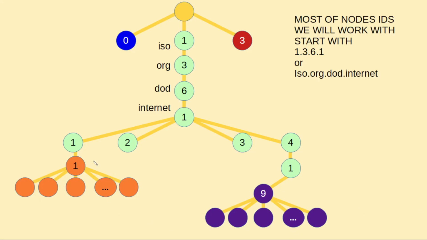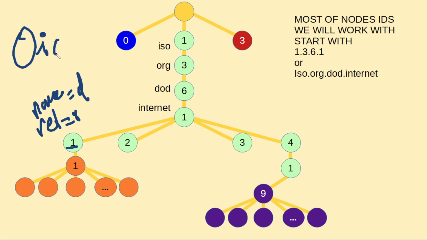Every single node within the tree will get assigned a relative number and a name. So let's say that this particular node gets assigned the relative number of 1 and the name is directory. Every single node within the tree will also be uniquely identified by an object ID. In order to build the object ID, we need to enlist what are the nodes that we need to traverse from the root node to the particular node.